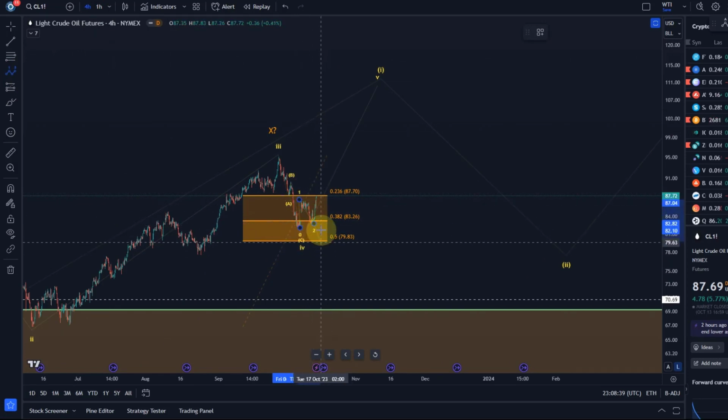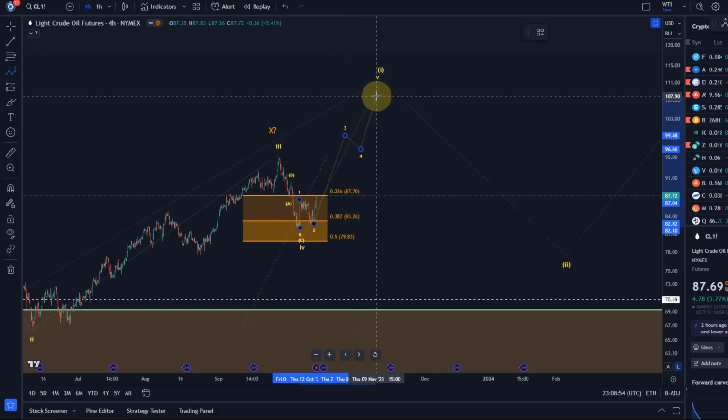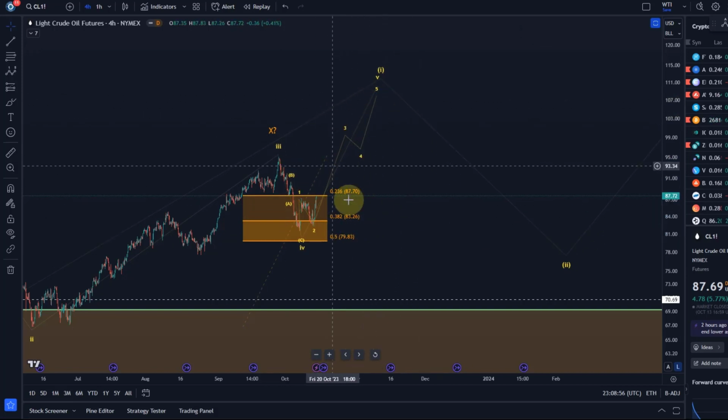Talked about that in the last video, that this is a potential, but we need to see a break above what I have labeled here as the B wave high, around $90.40, to give this wave count, let's say, more credibility and a higher likelihood.